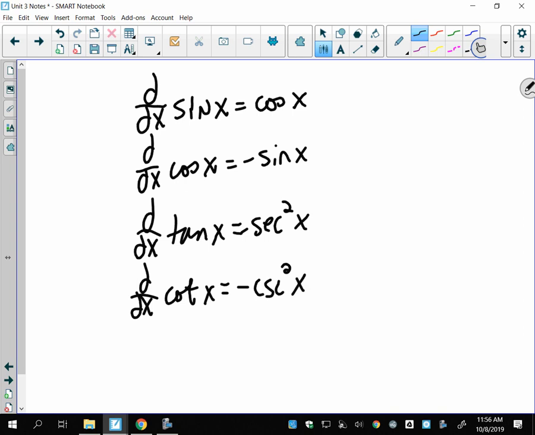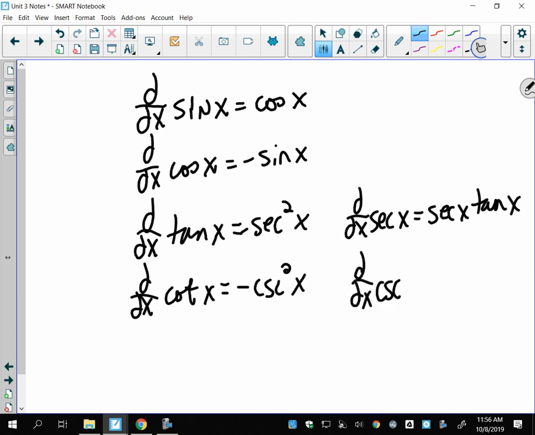Sorry, I wrote them in a different order than I normally do. The derivative of secant x, this is what I was trying to take the derivative of, is secant x tangent x. And the derivative of cosecant x is negative cosecant x cotangent x.